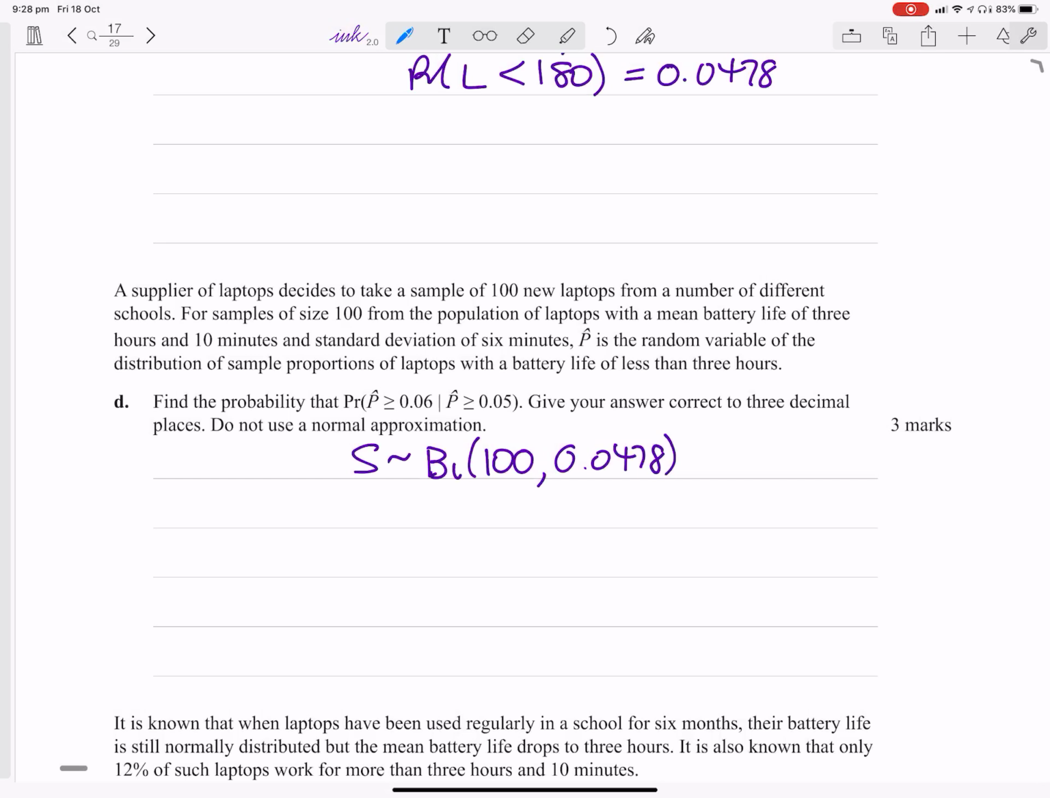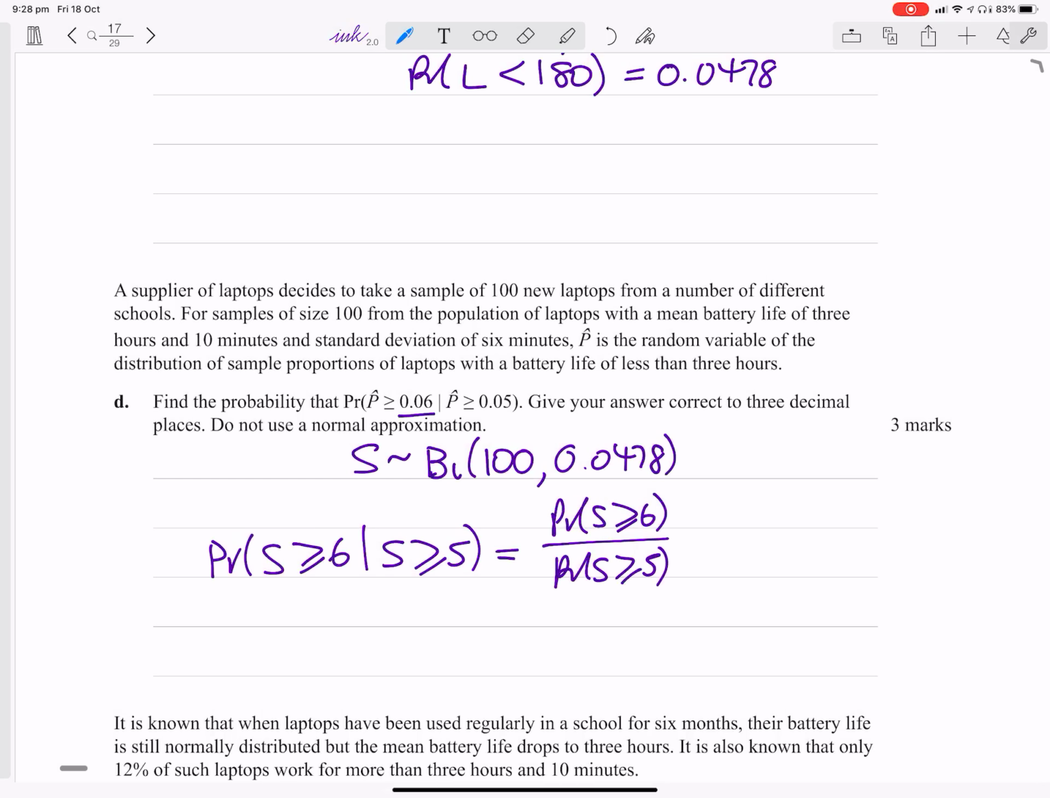So we want to find the probability that S is greater than or equal to 6, because we multiply that by 100, given that S is greater than or equal to 5, which is the probability that S is greater than or equal to 6 over the probability that S is greater than or equal to 5. It's binomial because the laptop either has a life less than 3 hours or a life greater than 3 hours.